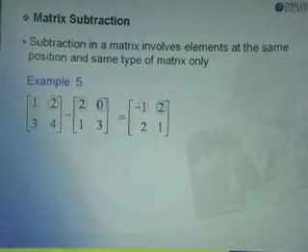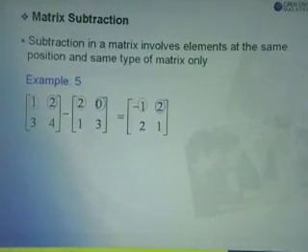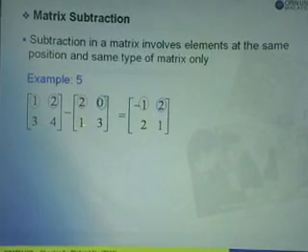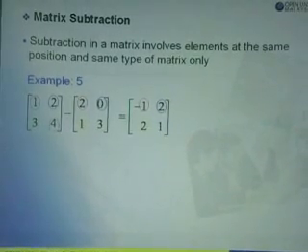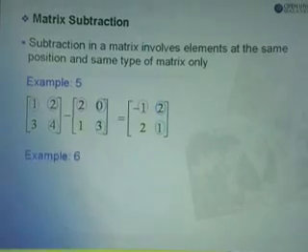The second element in matrix 1, 2 minus the second element in matrix 2. So 2 minus 0 will give us 2. The same goes for 3 minus 1 will give us 2. And finally 4 minus 3 will give us 1.